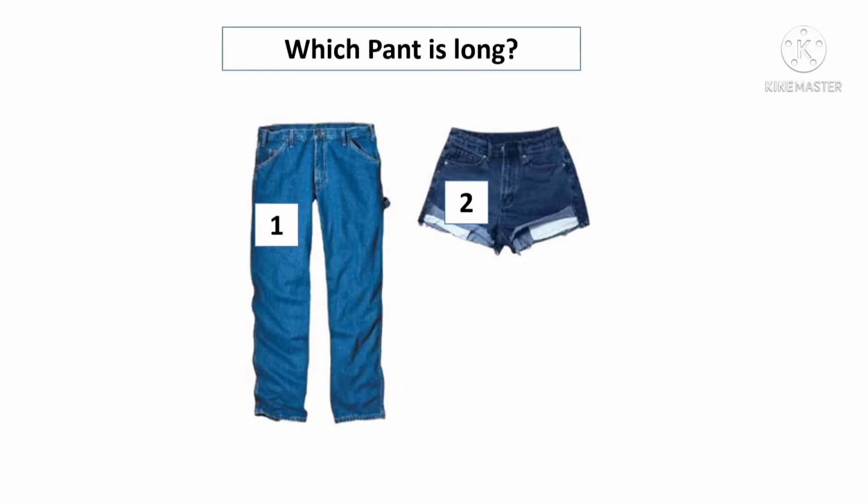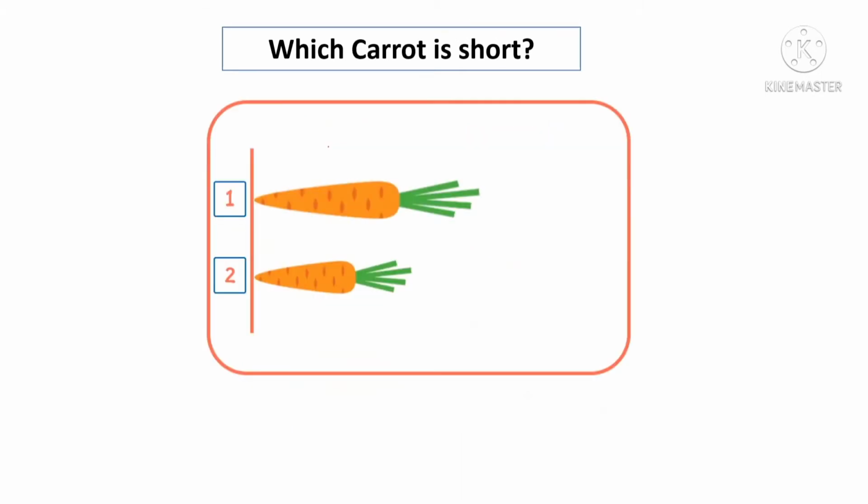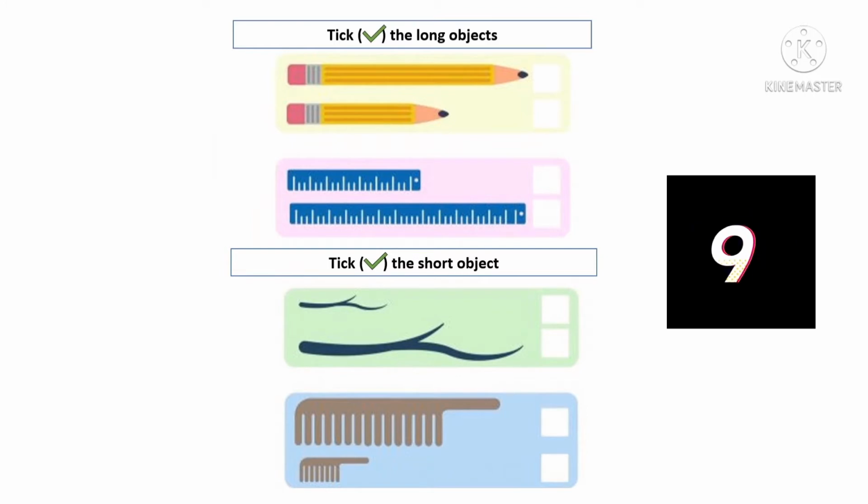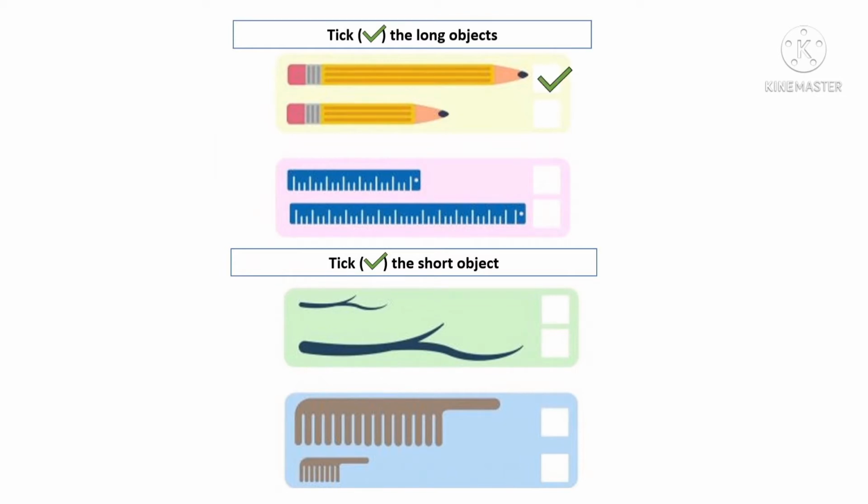Which pant is long? 1 or 2? 1. Which carrot is short? 1 or 2? It's 2. Solve these questions. Check your answers.